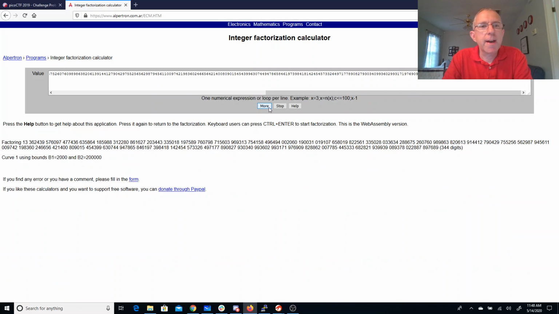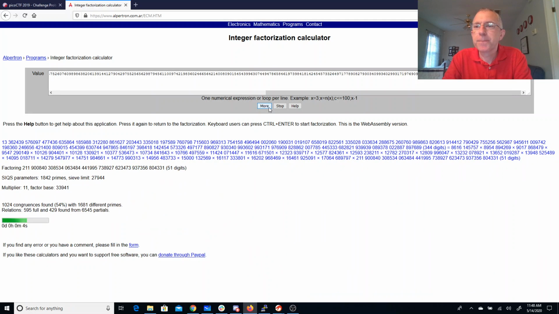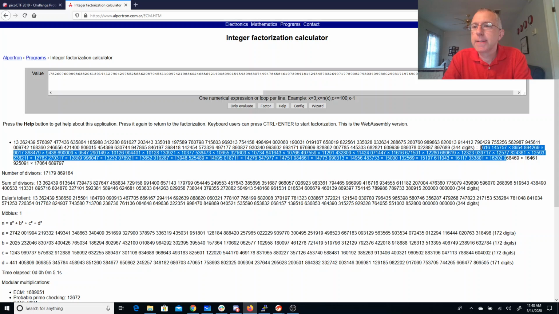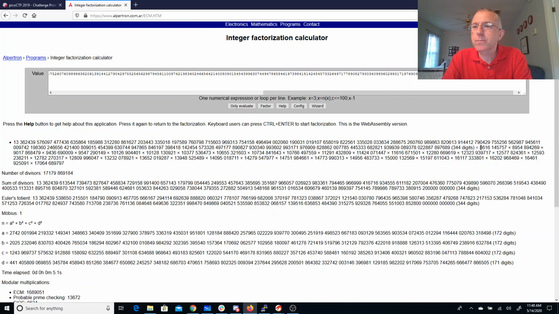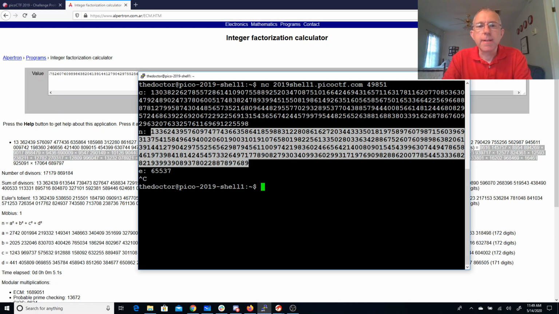And we'll factor that. Factoring, factoring, factoring. All right, so our 344 digit number is this. All right, so that's going to enable us to find a lot of factors.